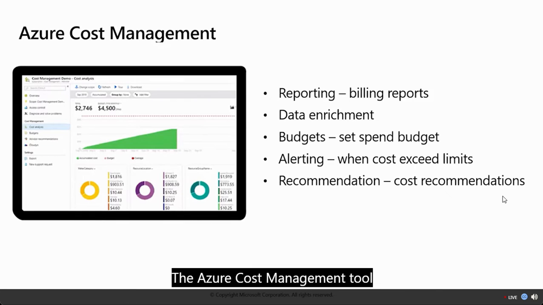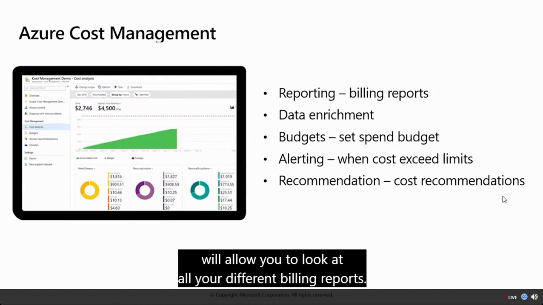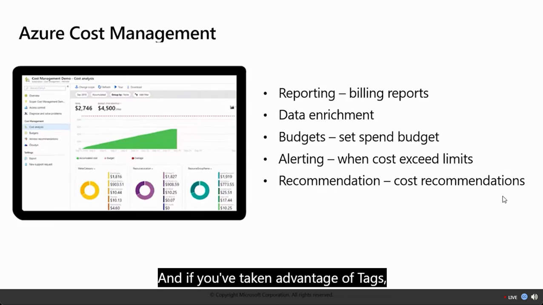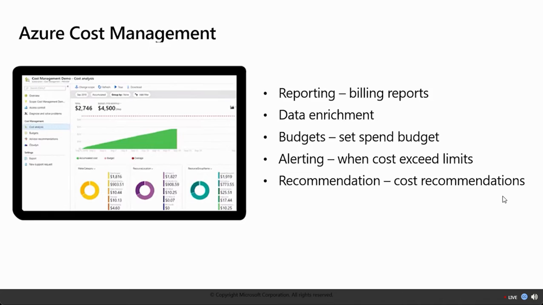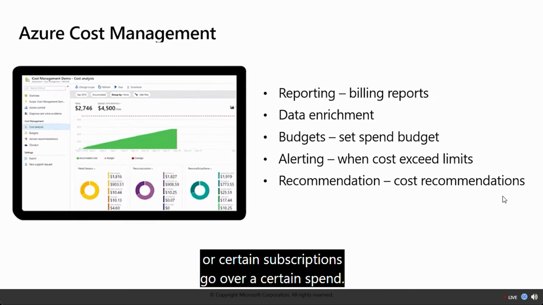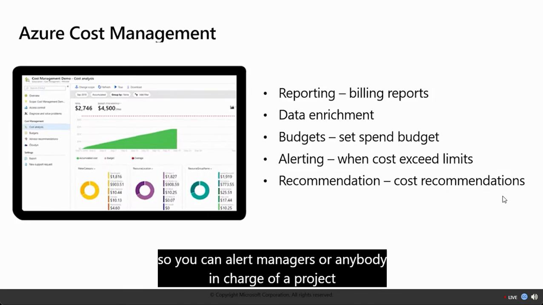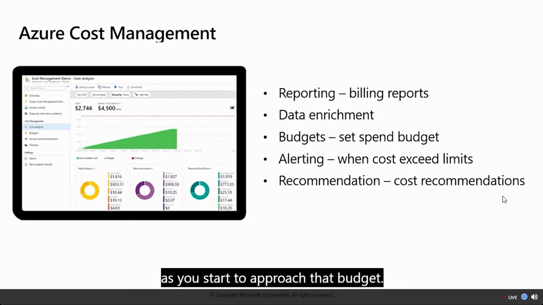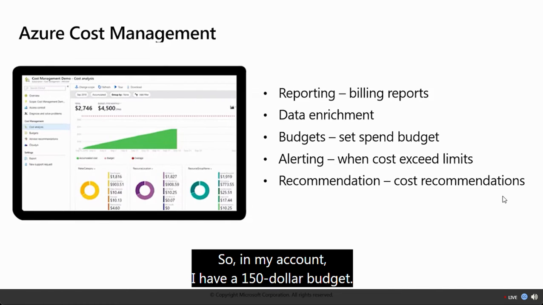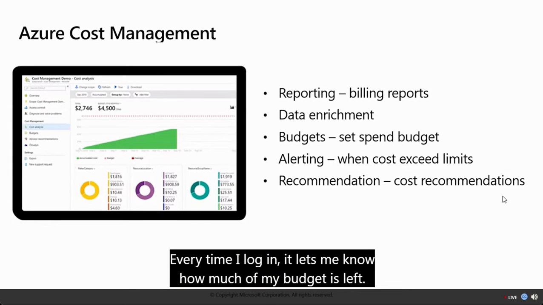The Azure Cost Management tool will allow you to look at all your different billing reports, and if you've taken advantage of tags, you can drill down even deeper. You can set budgets to not let certain users or certain subscriptions go over a certain spend. Or you can set up alerts, where you can alert managers or anybody in charge of a project as you start to approach that budget. In my account, I have a $150 budget, and every time I log in, it lets me know how much of my budget is left.